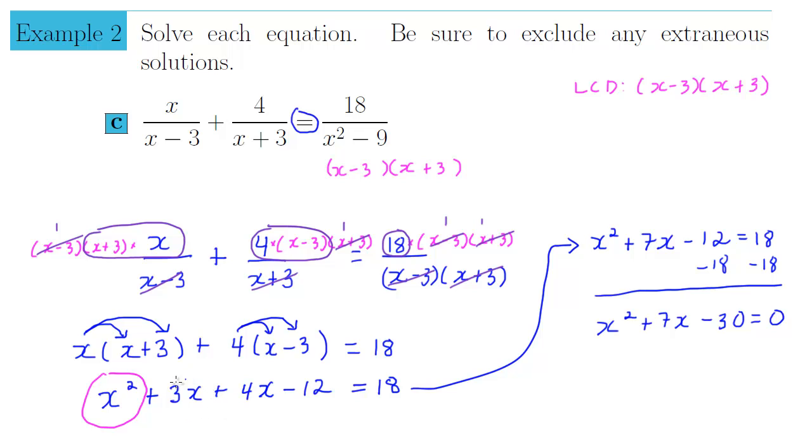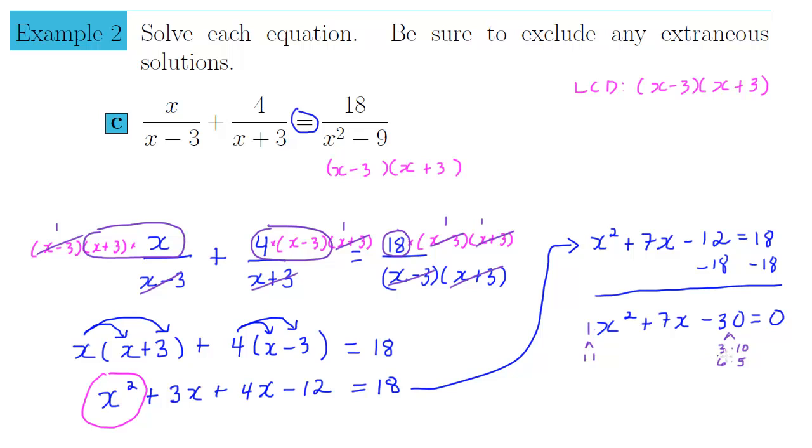So after collecting like terms, 3x plus 4x is 7x, and after subtracting the 18 over to get one side equal to 0, here's my quadratic equation. x squared plus 7x minus 30 equals 0. You could use the quadratic formula on this if you were so inclined, but I wouldn't suggest it. Okay, if you try to factor this, the 1 in front of the x squared is 1 and 1. And the 30 is either 3 times 10 or 6 times 5.